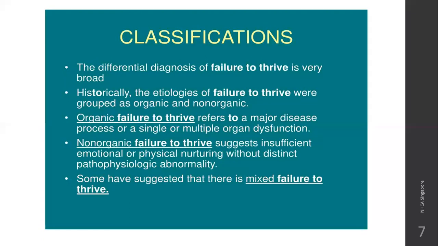Non-organic means the child is not being nourished well. Emotionally, physically, the child is not getting proper nourishment and care within the family, either because of poverty, below poverty line, or family members unable to take care of the child. So that is non-organic. In mixed type, both the causes come together. In certain cases, both causes are there. Already the child has some dysfunction, the child is born with some medical errors, and on top of that, there is nobody to take care of the child properly. So that will also lead to failure to thrive.